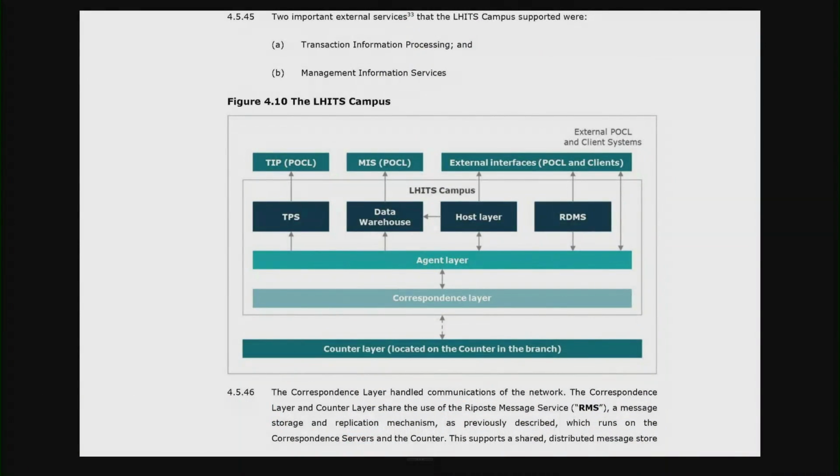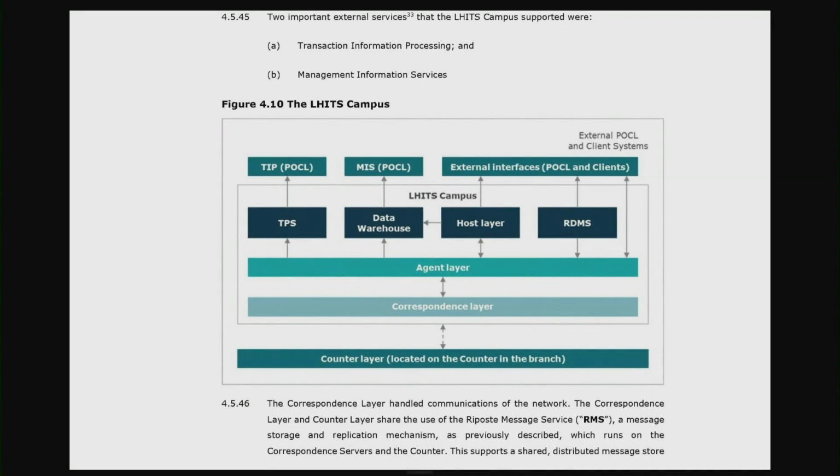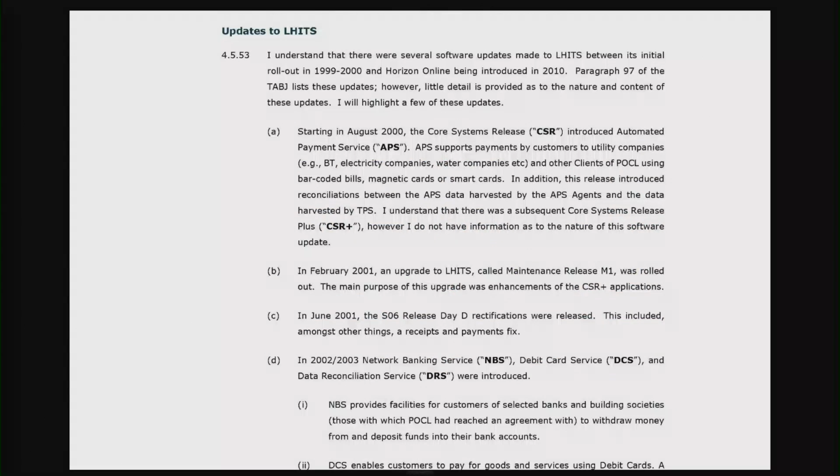I think that's the end of component D, and therefore the end of the description of Legacy Horizon's three main components. You speak in the next paragraph of your report, 4.5.53, over the page, about software updates made to Legacy Horizon between rollout in 1999-2000 and the introduction of Horizon Online in 2010. And you highlight seven or eight of the most significant of them. Can you just talk us through those?